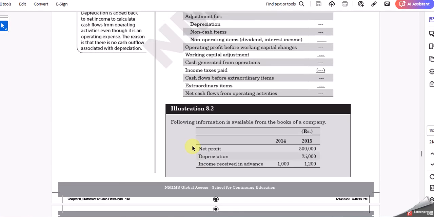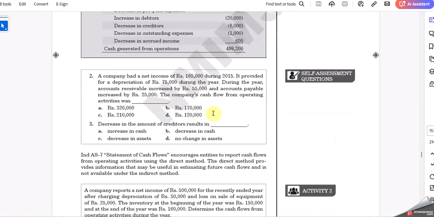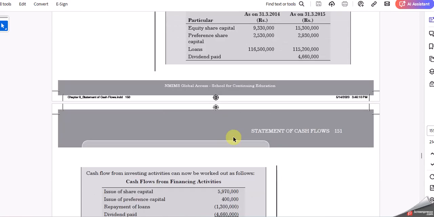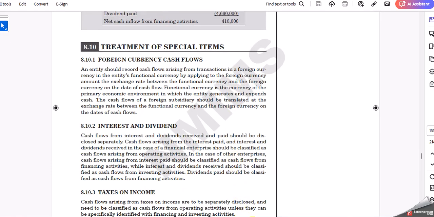8.2 and 8.3. So you can follow this for writing up your answers.